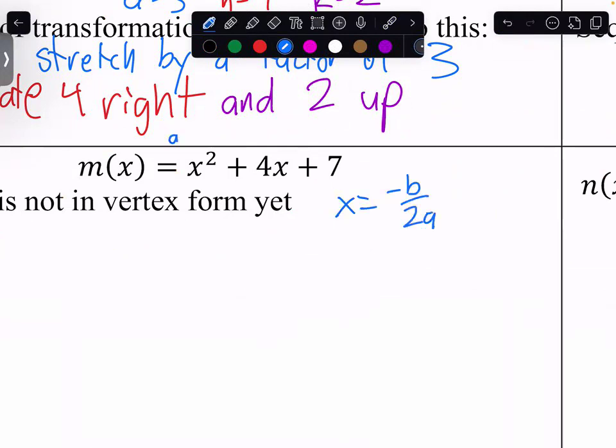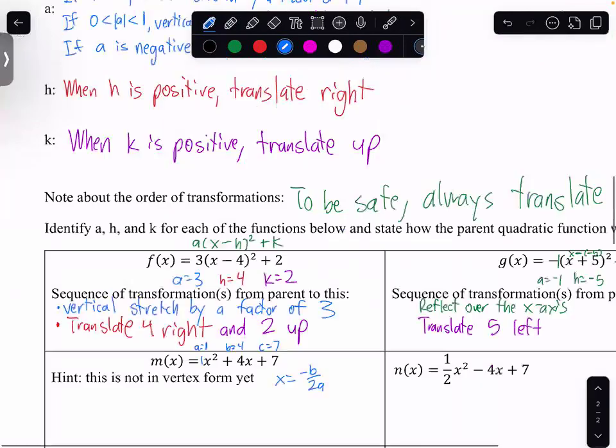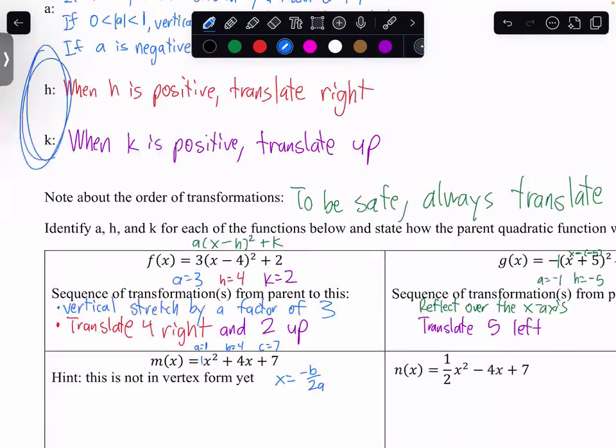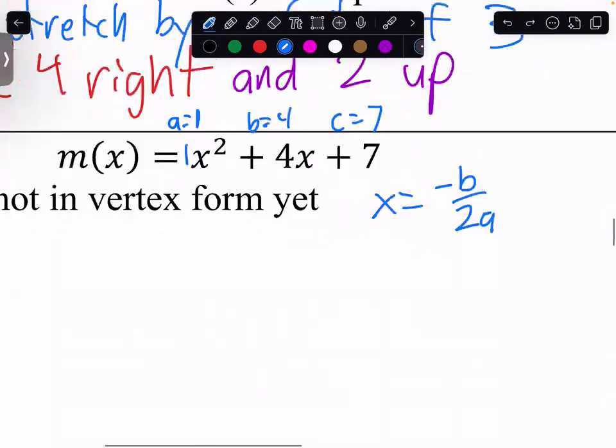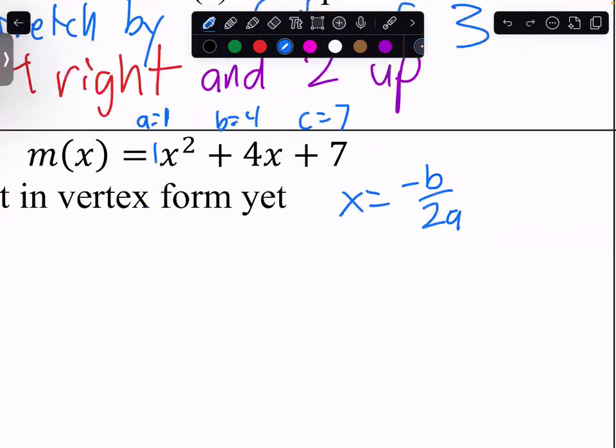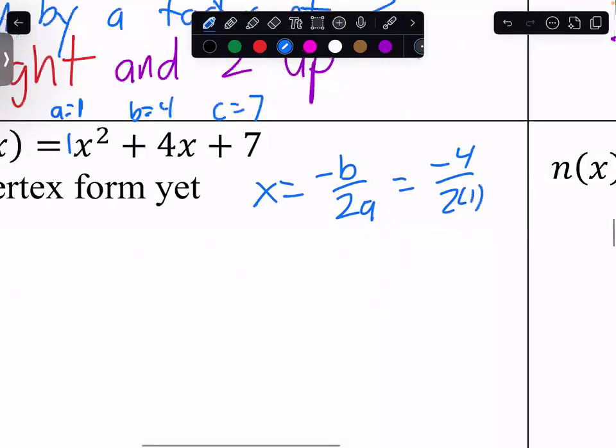Again, right now, A is 1, B is 4, C is 7. Again, B and C are not helpful for the transformations. We need H and K, but we'll go ahead and use B for now. Okay, so negative 4 over 2 times 1. Okay, so negative 2 is your axis of symmetry.